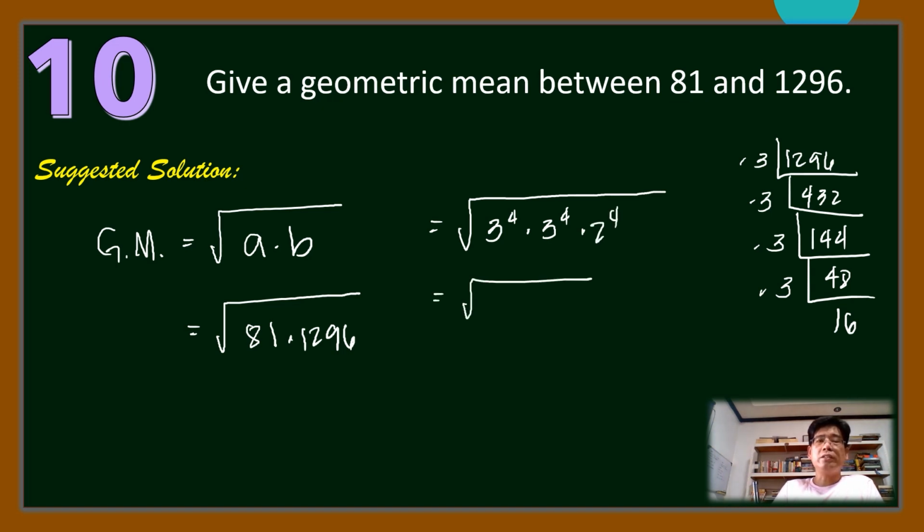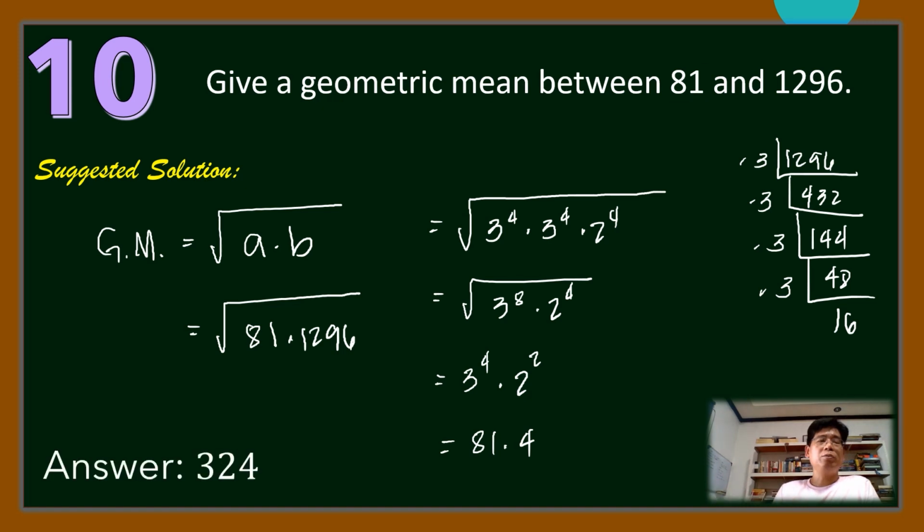Again, let us rewrite this as 3 raised to 8. That's 3 to the fourth power times 3 to the fourth power times 2 to the fourth power. Hence, the geometric mean is the square root of the product, 3 raised to the fourth power times 2 squared. And this is 81 times 4, that is 324.